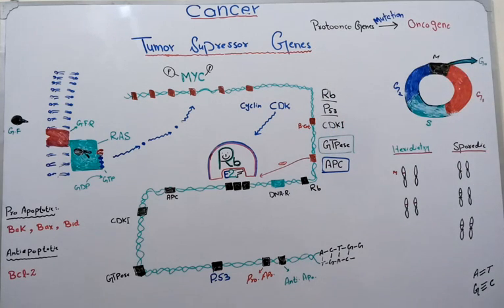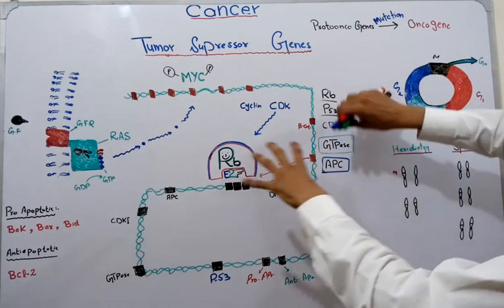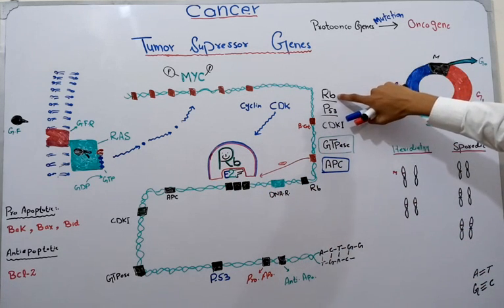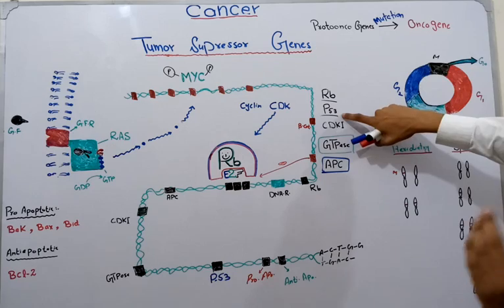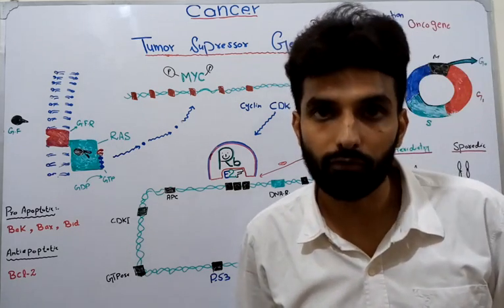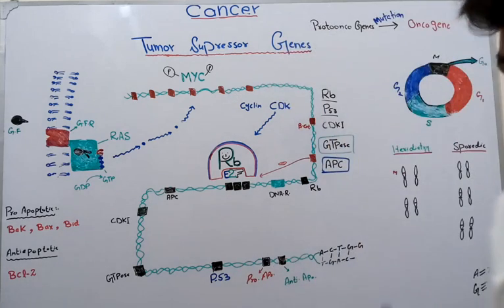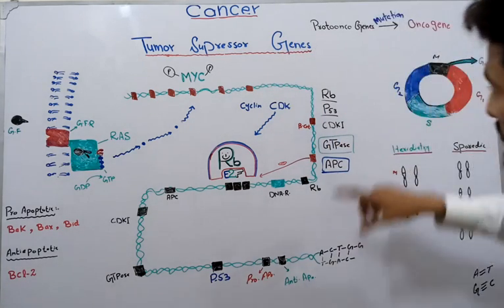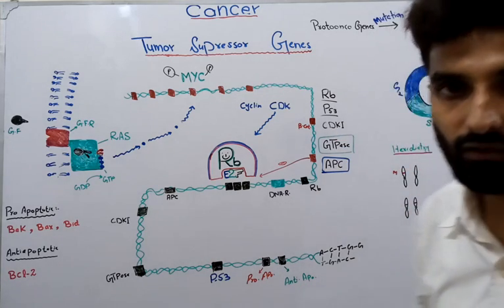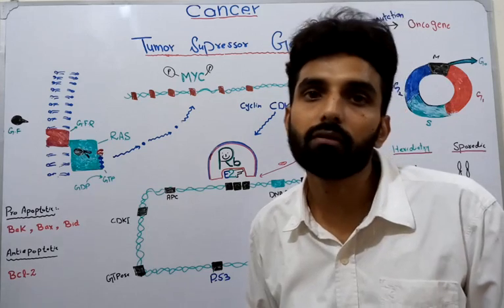Clear? Okay. Now you can see a few examples of tumor suppressor genes, which include the RB gene and the P53 gene, which is very important. P53 is also called the guardian of the genome. I will explain in the later part of the video why it is called the guardian of the genome. Similarly, CDKI, GTPase, APC, and there are some other examples as well of tumor suppressor genes.